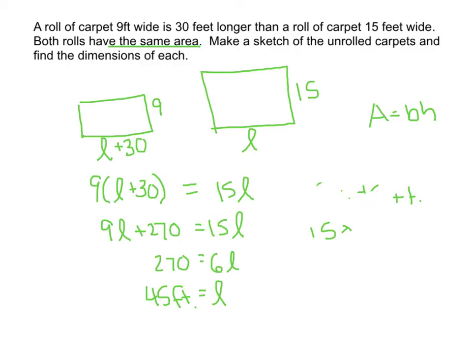Let me erase. So L is 45, so that means that the first carpet, this one right here, its dimensions would be 9 by 75 because its length is 30 feet longer than the length of the second carpet. And the other carpet, this one right here, its dimensions would be 15 by 45. And you can check your answer by finding the area of each to see that they both have the same area.